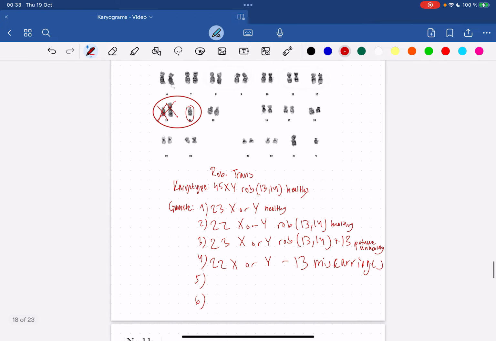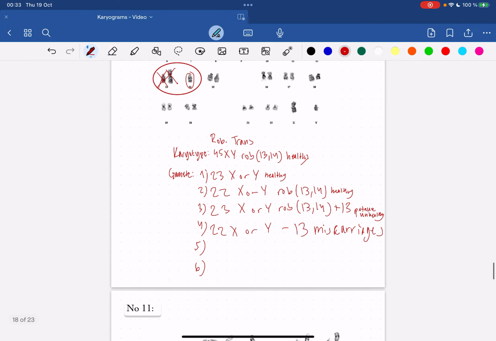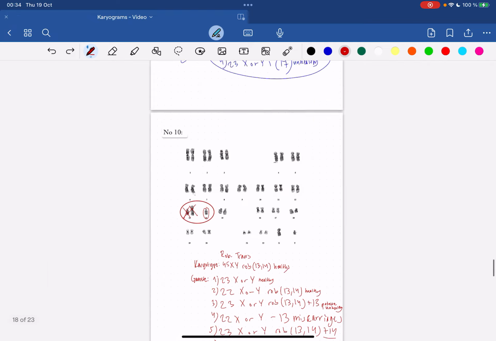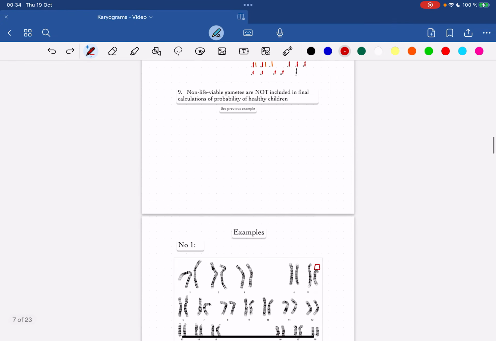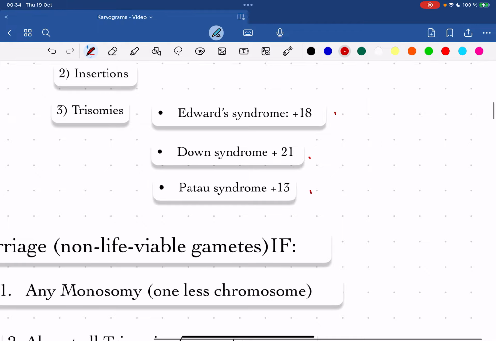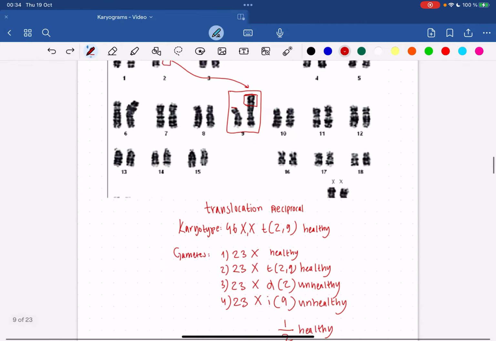Number 5, Jesus. 5 would be the same, only we switch this 13 with the other, which would be 14. So 23, X or Y, Rob 13, 14, plus 14. And plus 14 is not viable for life. You can see it in the list here. The only ones viable for life are 18, 21, and 13, so not 14. So that would lead to a miscarriage.